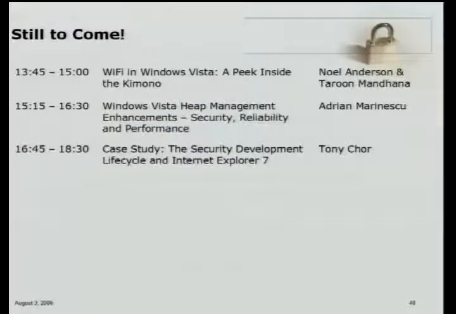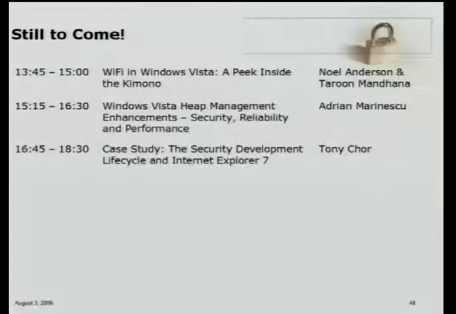I will be in the booth afterwards answering questions. I'll also take questions right now. We have a talk on the Wi-Fi stack, which is also completely new in Windows Vista and which builds on a lot of the capabilities I've talked about here. And then Adrian will be talking about the heap and what we've done there.